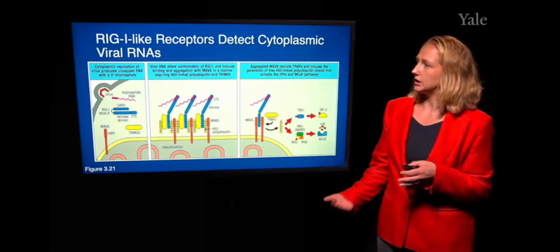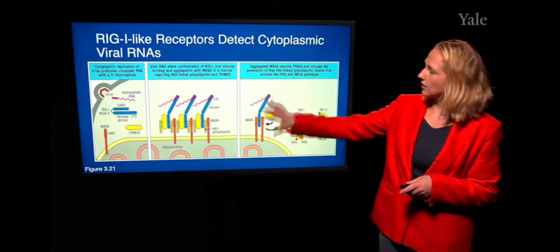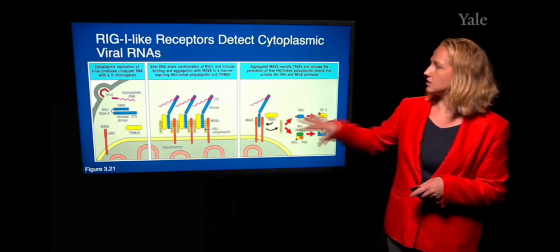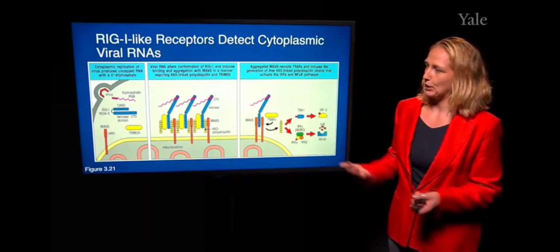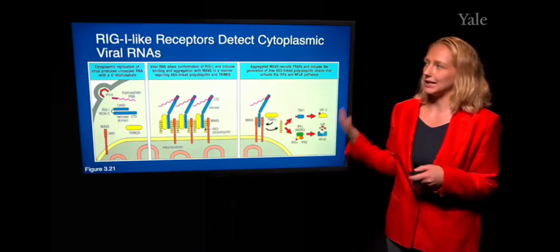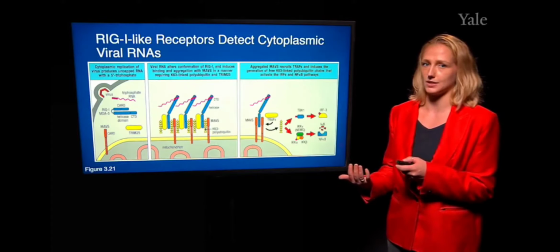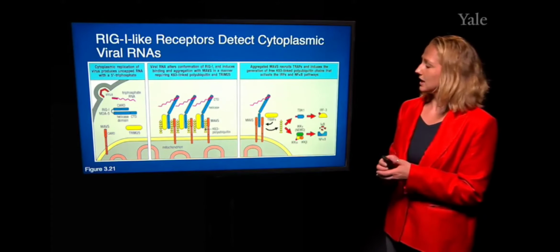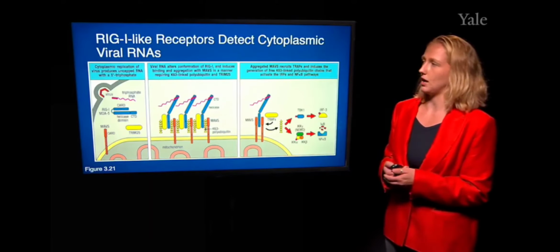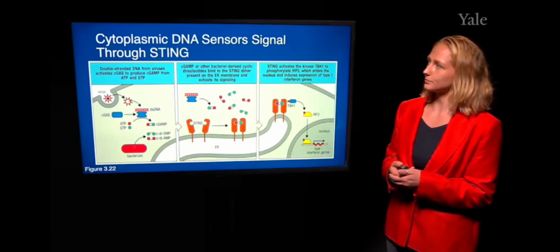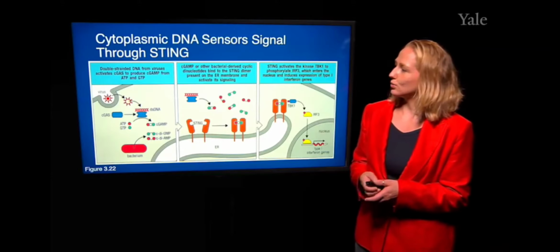And then polyubiquitination occurs, and this aggregated MAVS protein then induces the release of NF-kappa B, as we've previously seen. What's important to remember here is that RIG-I is sensing a type of nucleic acid formed by viruses that mammalian cells do not have, leading to the induction of inflammatory cytokines and also type 1 interferons.